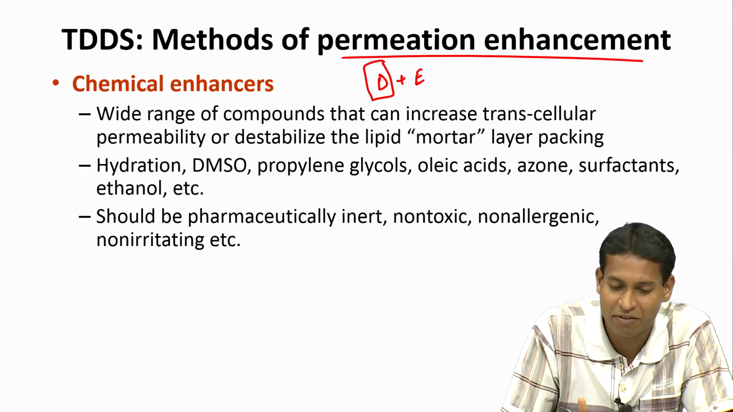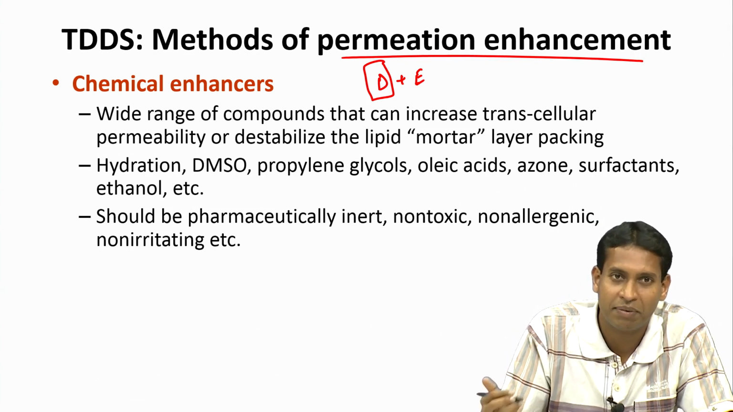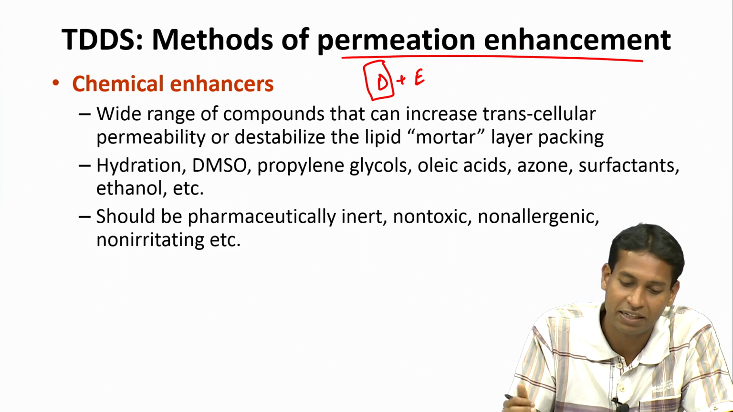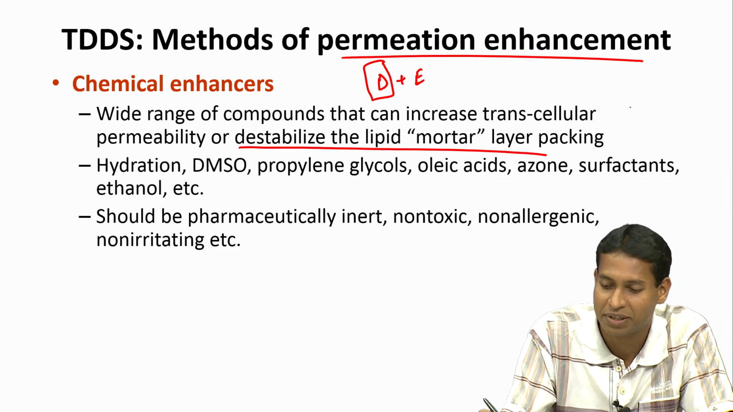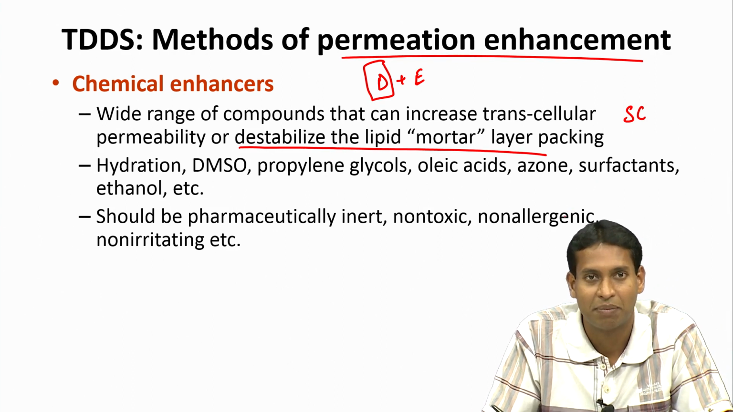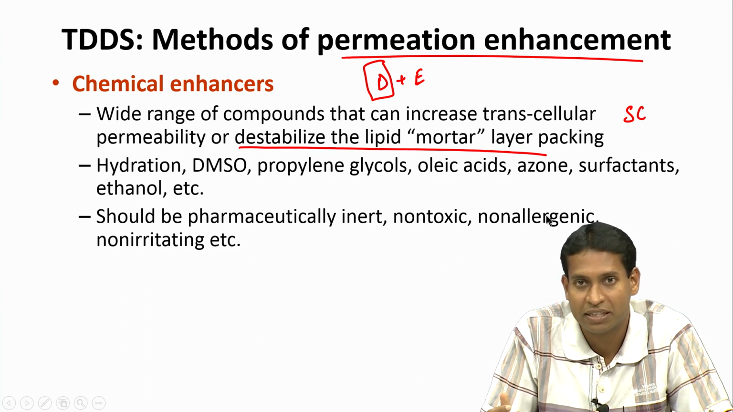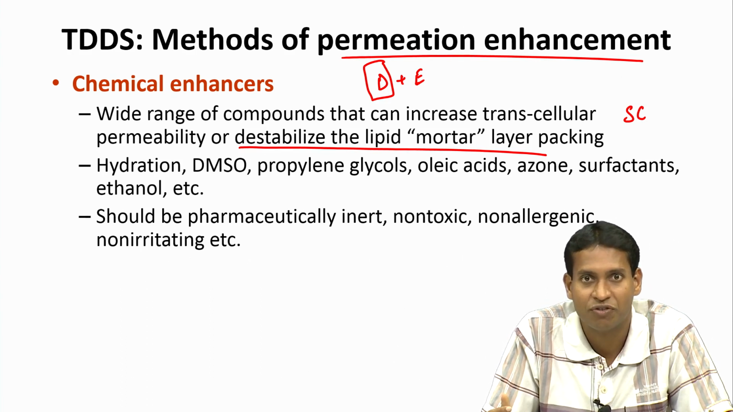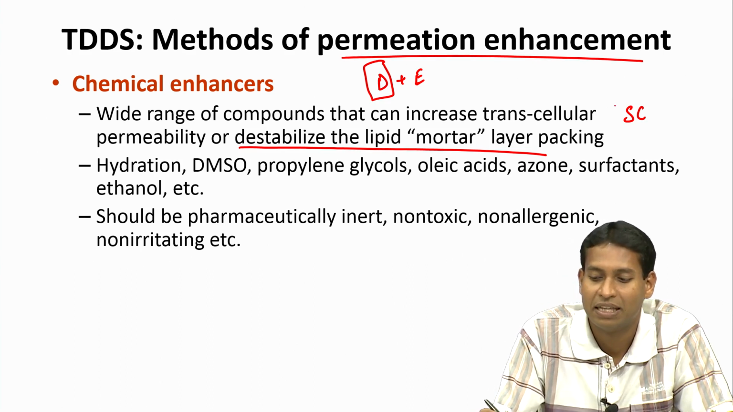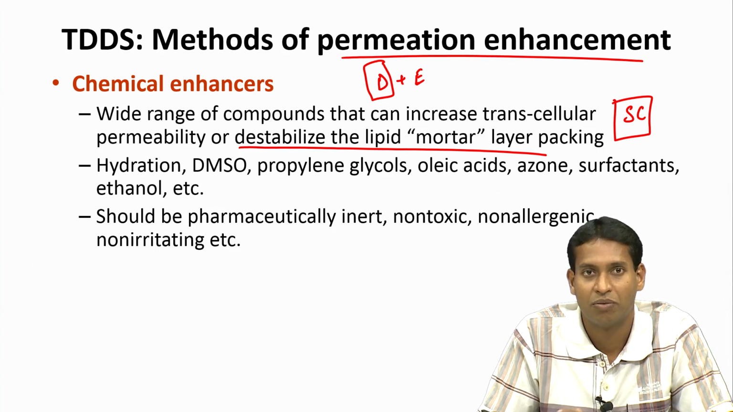In terms of chemical enhancers, a wide range of compounds are used that can increase transcellular permeability. The whole concept here is to use chemicals that will destabilize the lipid mortar layer present in the stratum corneum, and once this lipid layer gets destabilized or removed, the permeability of the drug will increase in a dramatic fashion, because as I mentioned before, the stratum corneum is the layer responsible for quite a bit of protection against the drug permeating through the skin.